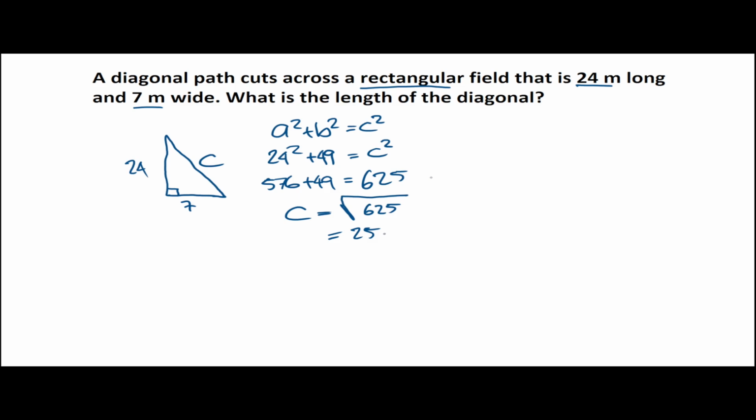25 what? Well, 25 meters. It gives it to us in meters, so the answer should be in the same unit. And that kind of makes sense. The hypotenuse should be the longer side, so it should be more than 24 and 7. So this must be quite a small angle, and that must be quite a large angle. But they don't ask us what the angles are yet. We'll get to that later.